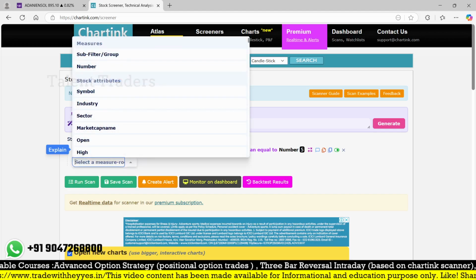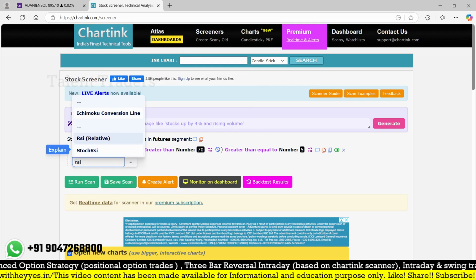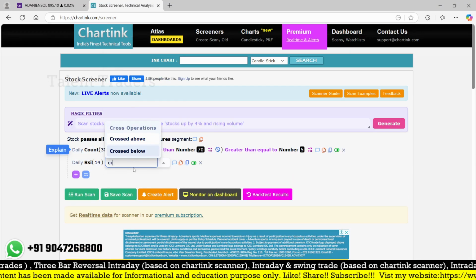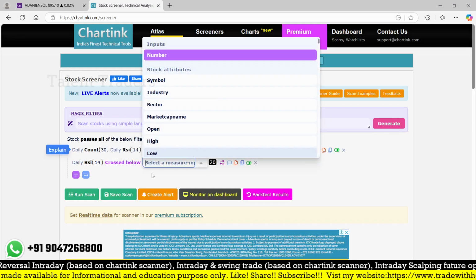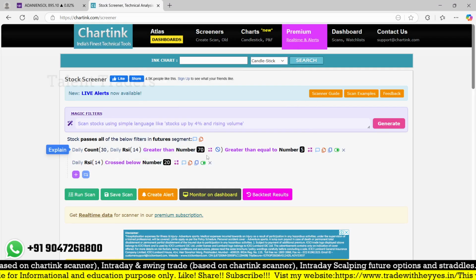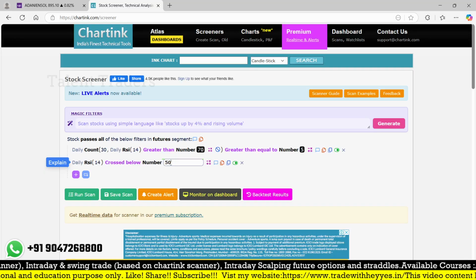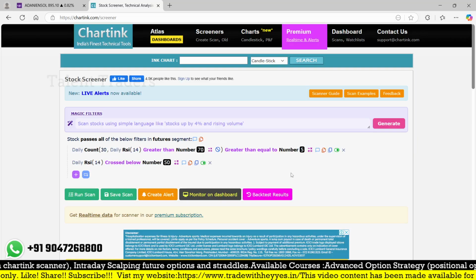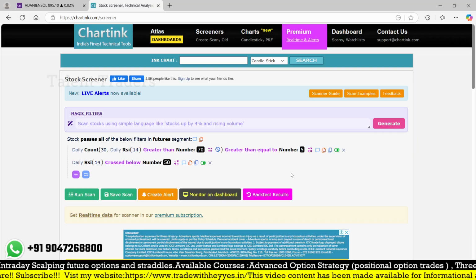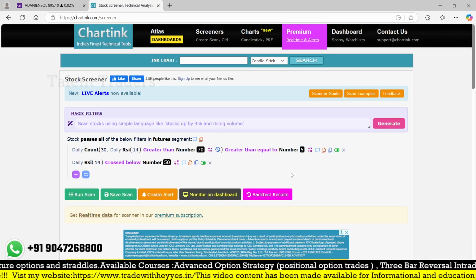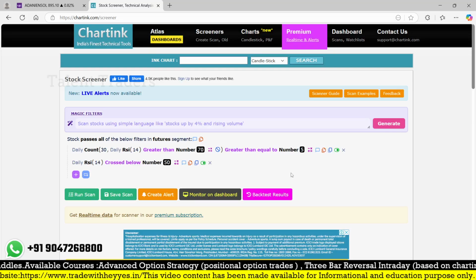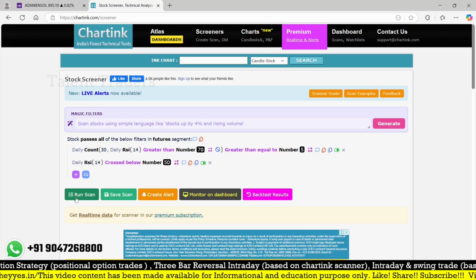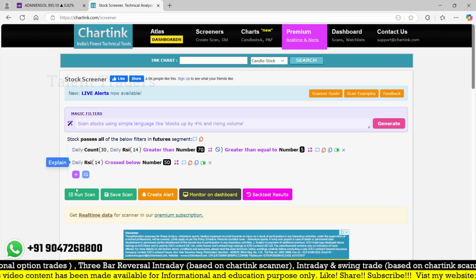So let me try one more condition: RSI 14 crosses below number 50. So that exact condition which you created yesterday, this is the opposite of it, for the stock which is trading above the 70 level. Previously for bullish, we were looking for trading below the 30 level, oversold, and now this is the overbought area. After overbought, we are looking for it to cross down.